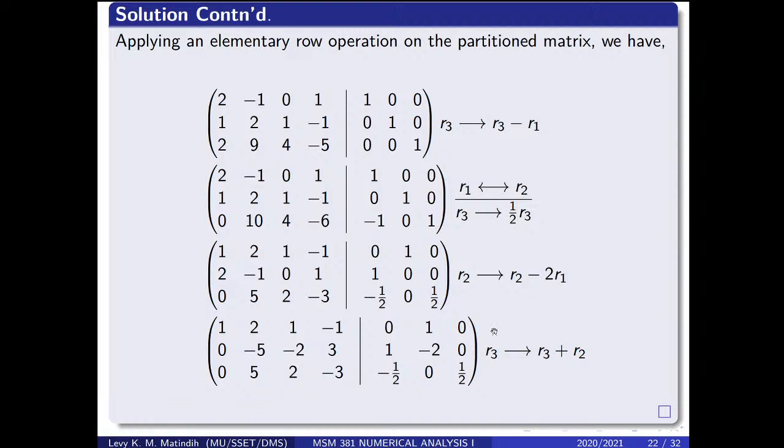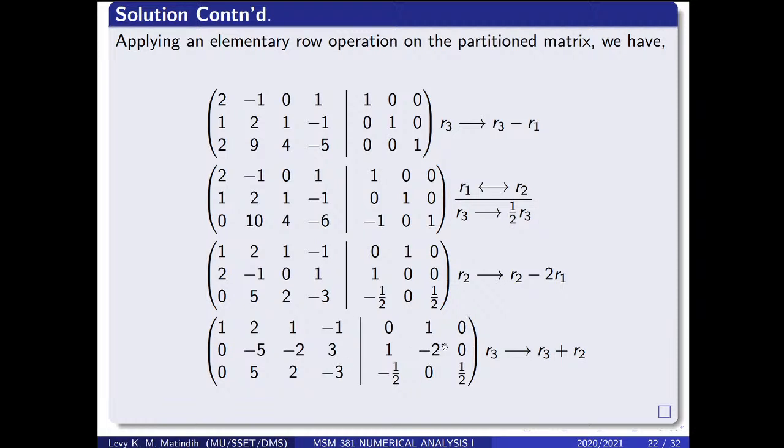Then in the next one, we are transforming row 2 to being row 2 minus 2 times row 1. So from row 2, we subtract 2 times row 1. So it will be 2 minus 2 times 1 to give us 0, which is this one. Negative 1 minus 2 times 2 to give us negative 5, which is this one. 0 minus 2 times 1 to give us negative 2. 1 minus 2 times 1 to give us, because it will be 1 plus 2, a 3.